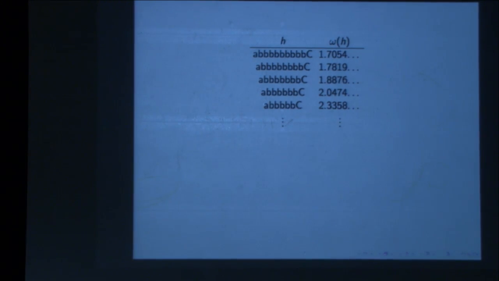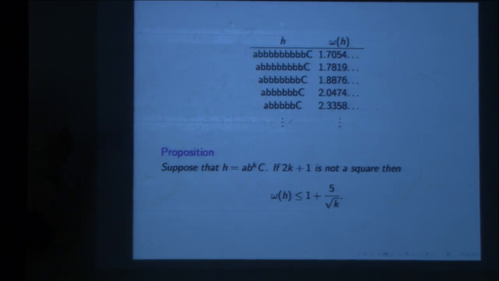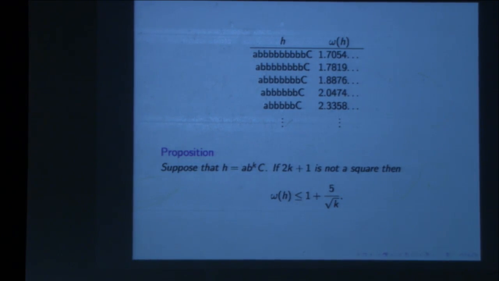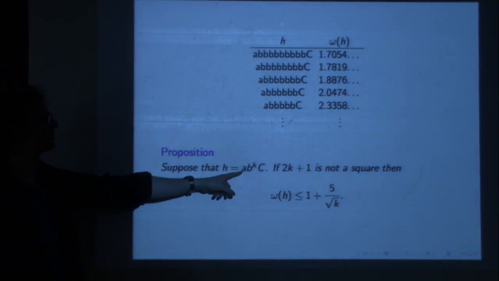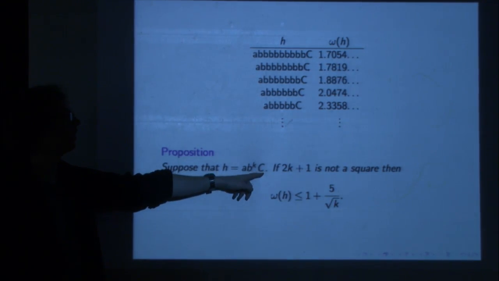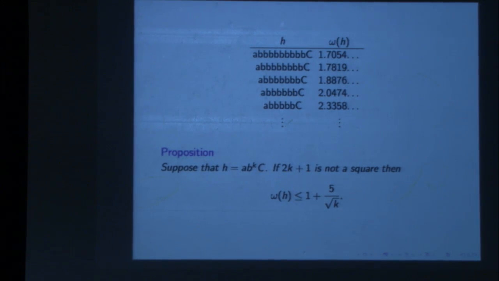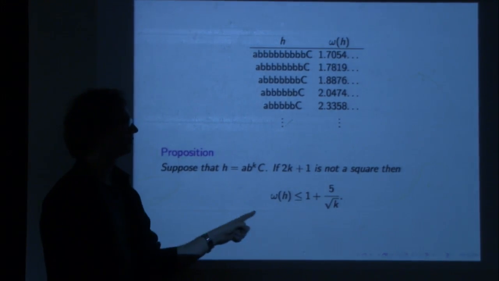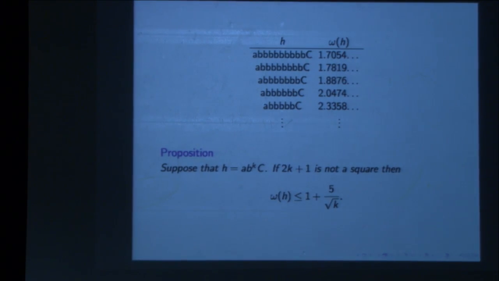And in fact, maybe it's not too hard a leap to guess what the right thing to predict should be. And this is actually the first proposition that we proved. The first case is that if you take this mapping class, so you do a Dehn twist along A, k Dehn twists along B, and then an inverse Dehn twist along C, well, modulo the fact that you can't take 2k plus 1 to be a square, this spectral ratio is bounded above by 1 plus 5 divided by the square root of k.